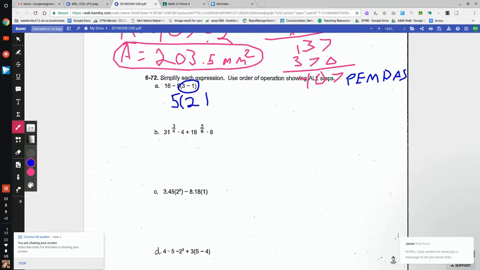You still have that 5 on the outside. You bring down the 16 minus 5. 5 times 2 then is 10. You got your 16, bring it down, and your subtraction sign. 16 minus 10 is 6.